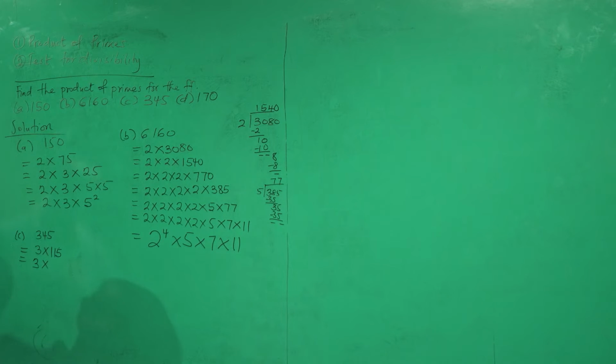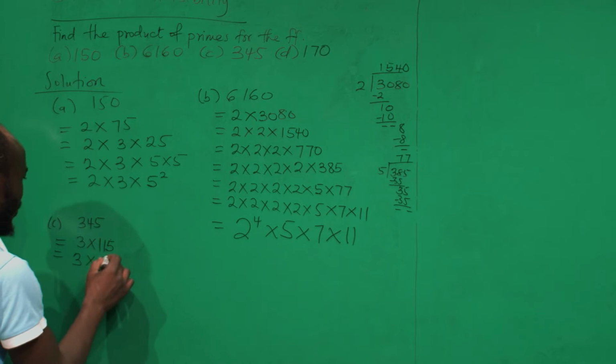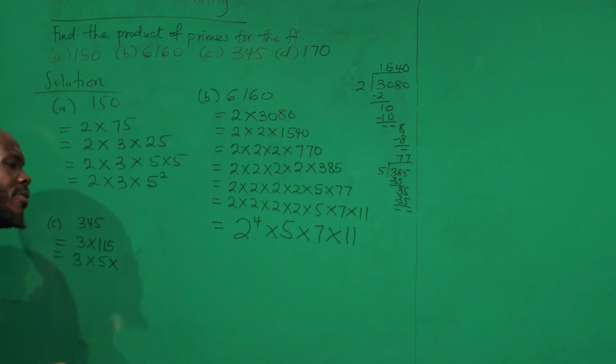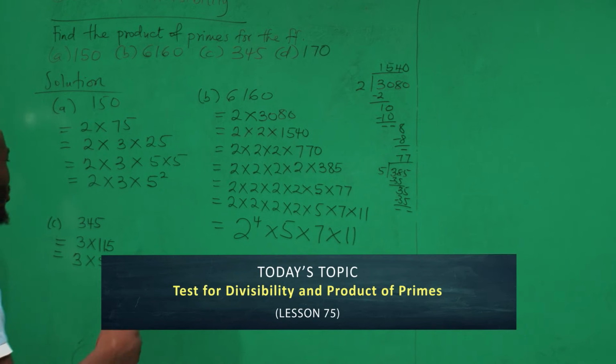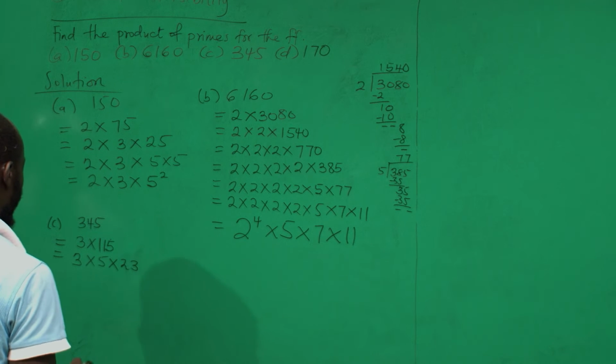Can 3 also do the job again? Let me see. 3, 3, 9. I subtract, I get 25. 3 times 25 is not in. So 3 also can't do the job again. So we'll go to our next prime number, which is what? 5. 5 times what gives 115? So 5 times 20 gives 100. And 5 times 3 gives 15. So we add it to it and we get 23. If you want to prove it, use your long division.